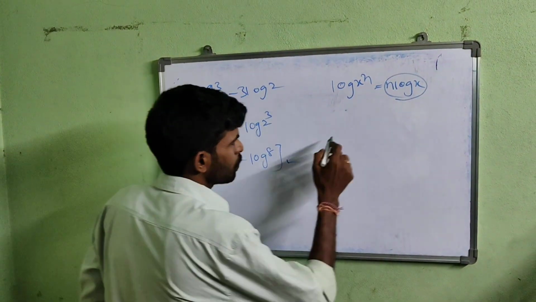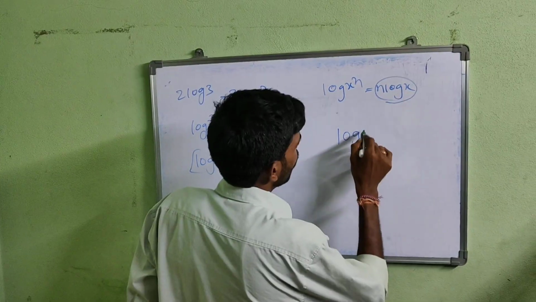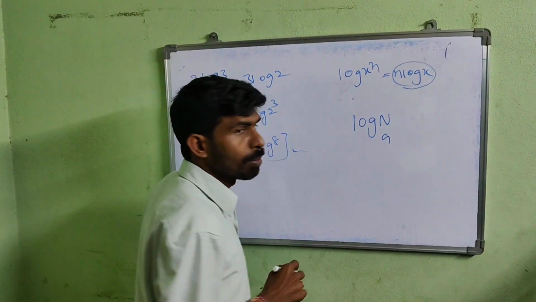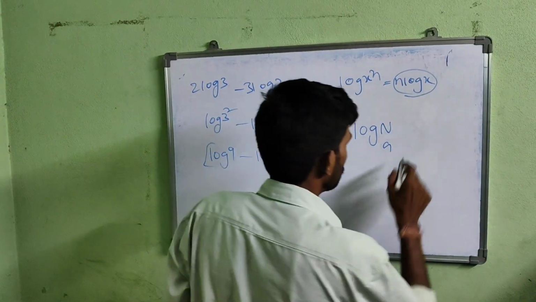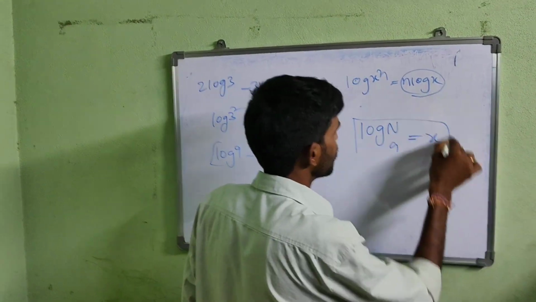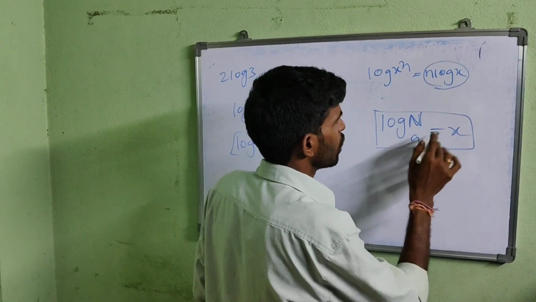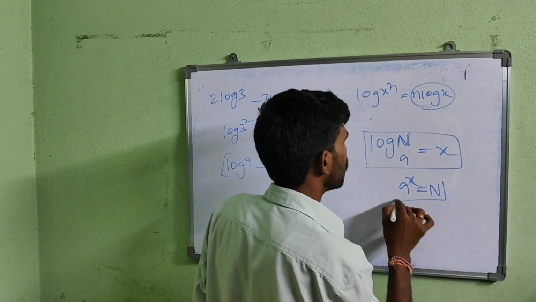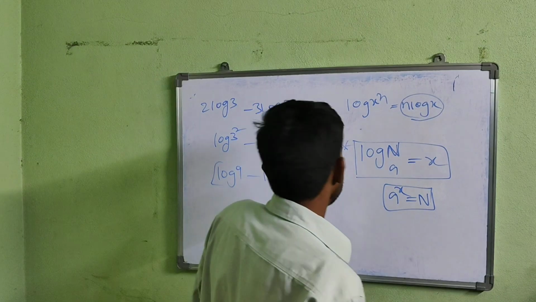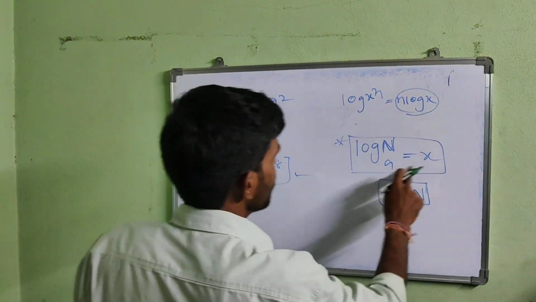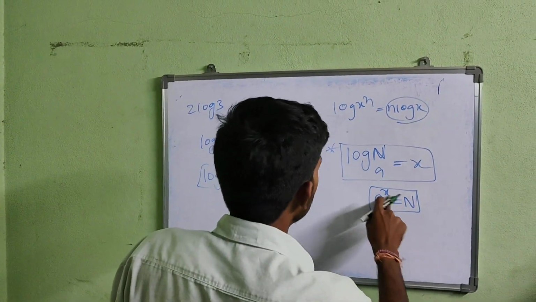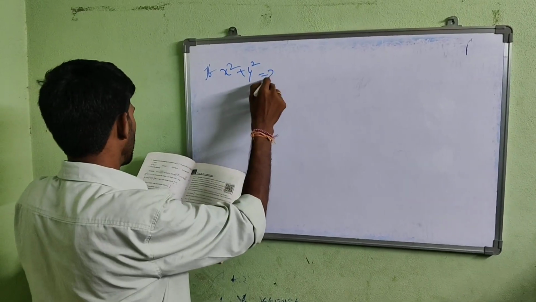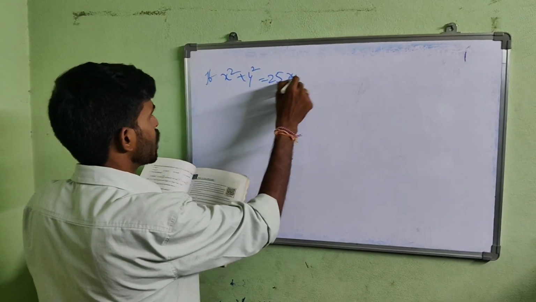As per that, log n to the base a, if I take log n to the base a is equal to x, that means a power x equals n. Remember this one. Log n to the base a is equal to x means a power x equals n. Now, x square plus y square equal to 25xy.